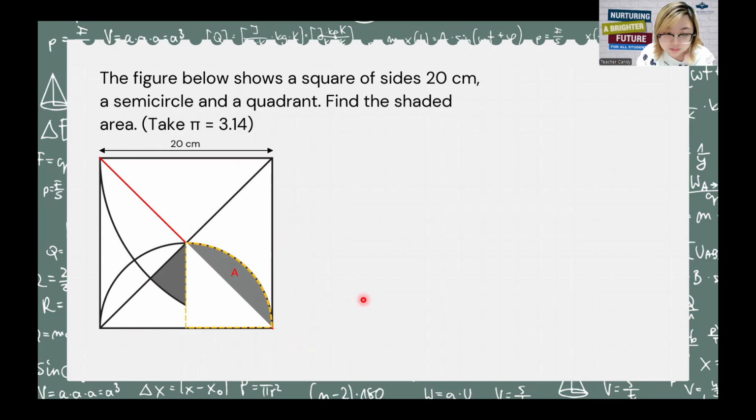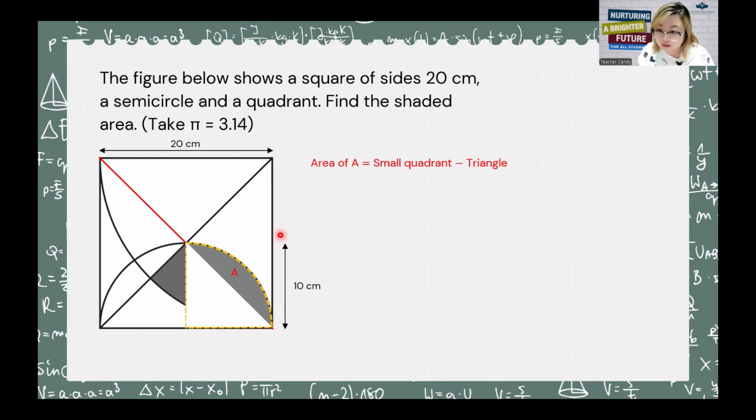Okay, so before we find that, let's take a look at the radius first. We need the radius in order to find the quadrant. So the radius, if you notice, is the height of the semicircle as well as half of the square here, because of the diagonal lines. That means half of the size of the square, it will be 10 centimeter. Half of 20. So we are going to take small quadrant minus the triangle in order to find the area of A. So before that, let's find the small quadrant.